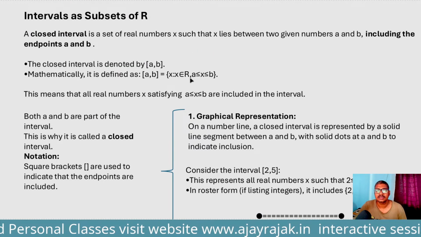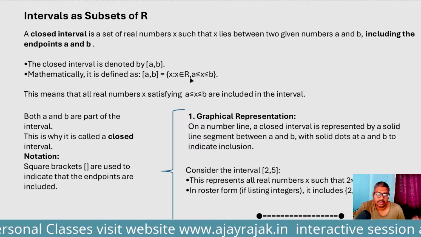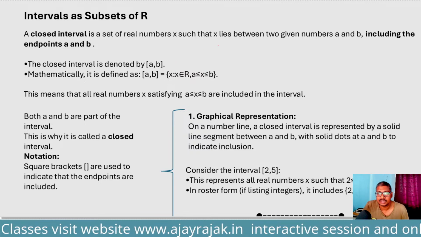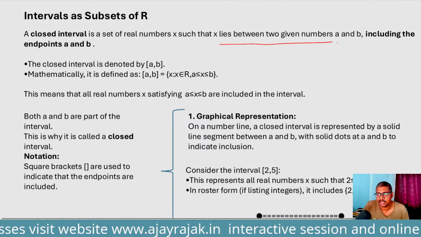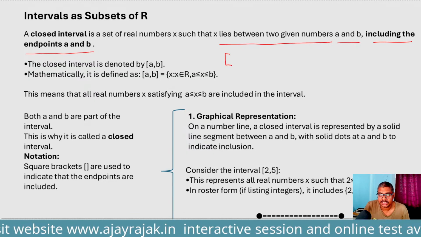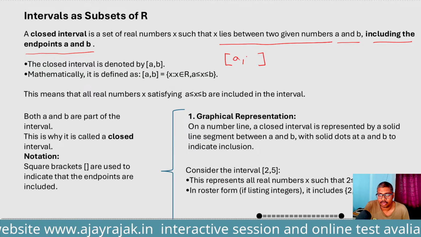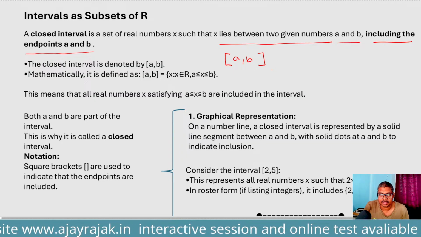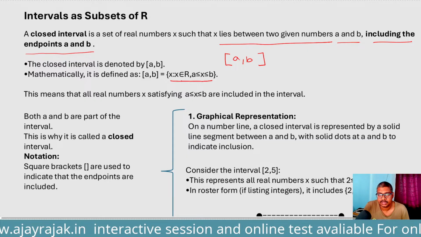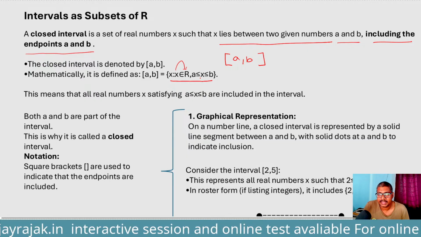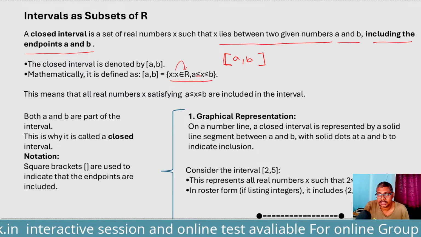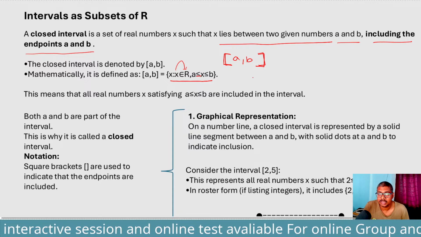Intervals as subsets of R. So closed intervals, open intervals, how will we understand them? A closed interval is the set of real numbers such that x lies between two given numbers A and B, including the endpoints A and B. Here you can see we use the square bracket [A, B] for closed intervals, right? And this is our set builder form: x belongs to the real numbers and x is greater than or equal to A, and less than or equal to B. This equality is including the endpoint, so therefore we are using this bracket. A and B are included in here.